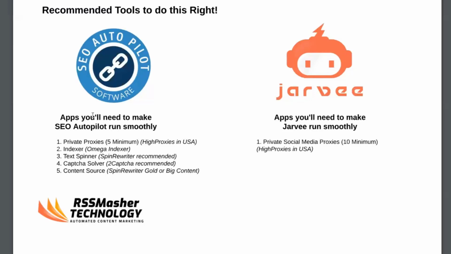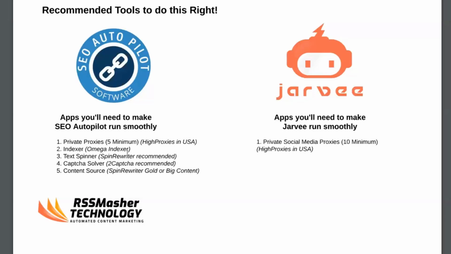So here's what you'll need with SEO AutoPilot. One is you're going to need a VPS. There's several different VPSs, and we'll talk about that in a few minutes. But with the VPS on SEO AutoPilot, you're going to need private proxies, and the minimum is 5. In the U.S., high proxies are recommended by SEO AutoPilot. In fact, it's the #1 recommended. And we've got some links that we'll share with you at the end of the call here.